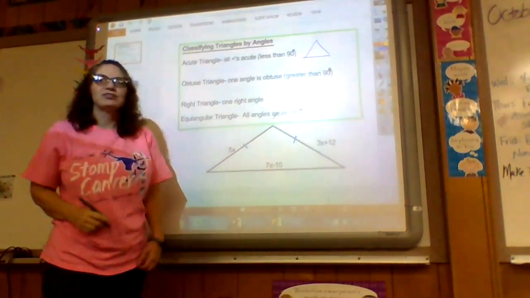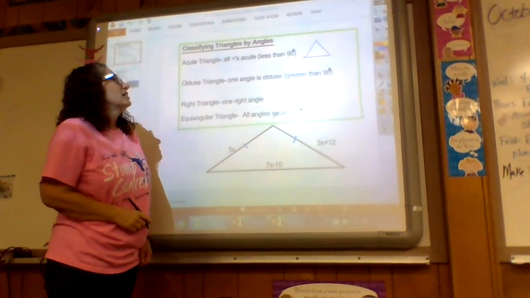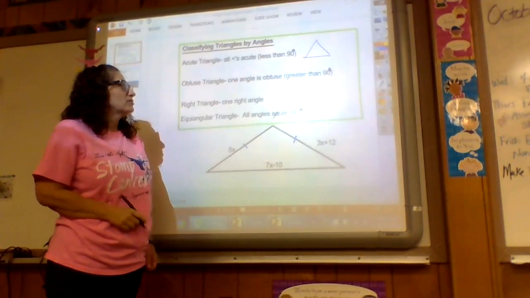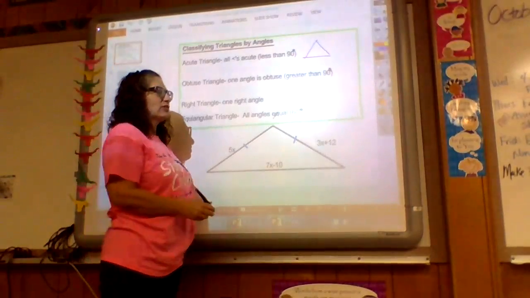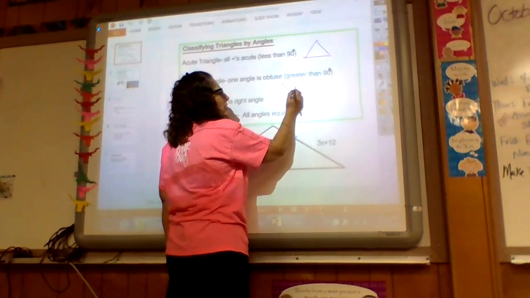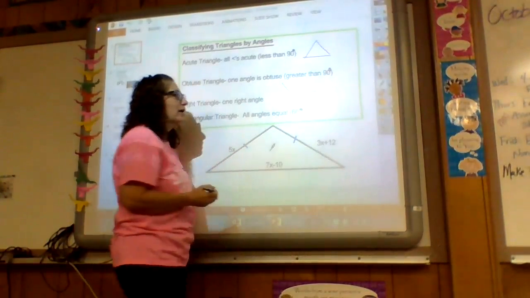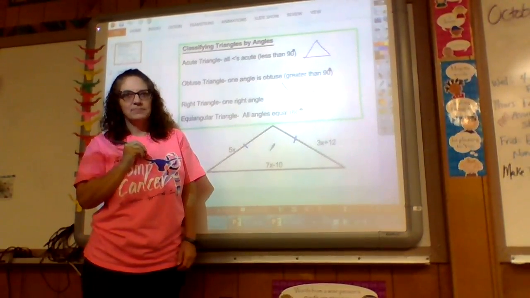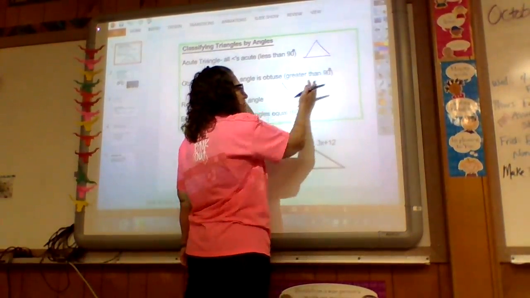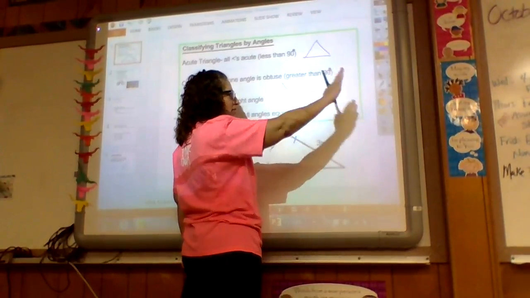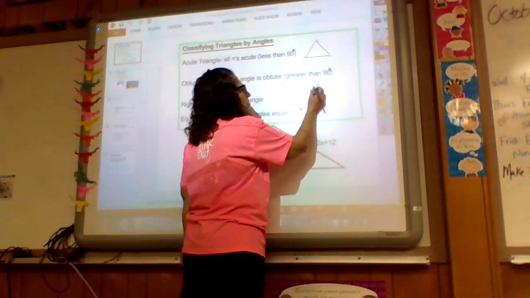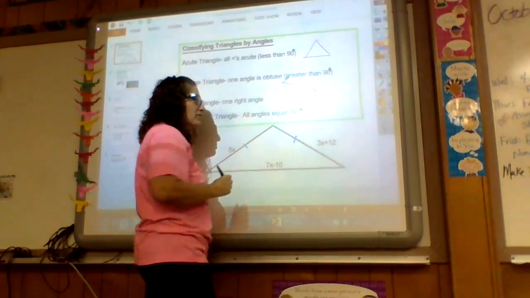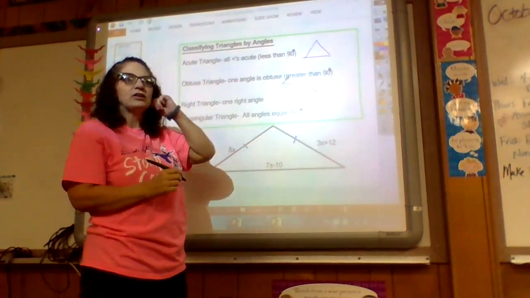Acute triangle. Obtuse triangle: one angle is obtuse and greater than 90. So if I draw one obtuse angle, could I make a triangle? Yes. Drawing another obtuse angle? No, that would have to extend beyond, and you'd have another figure. So there's only one obtuse angle and 2 acute angles in each obtuse triangle.